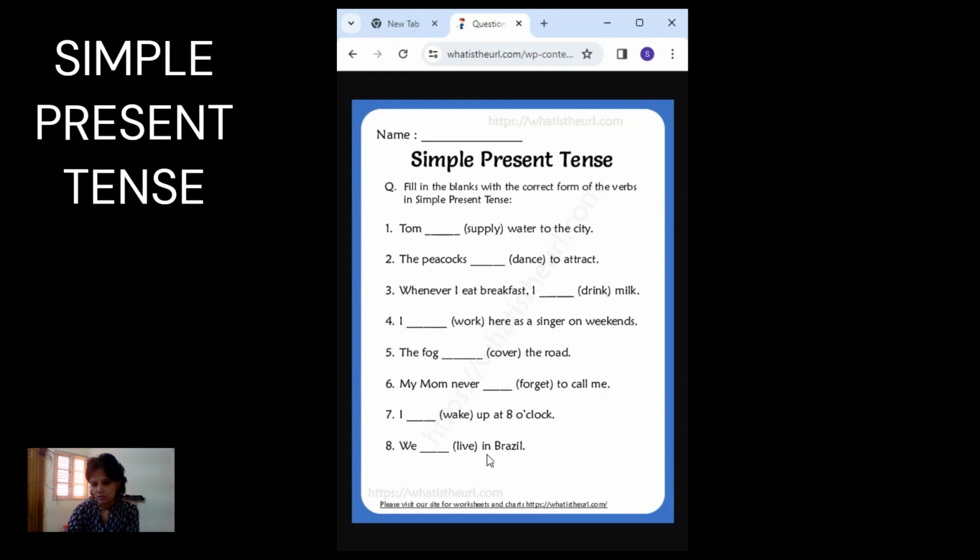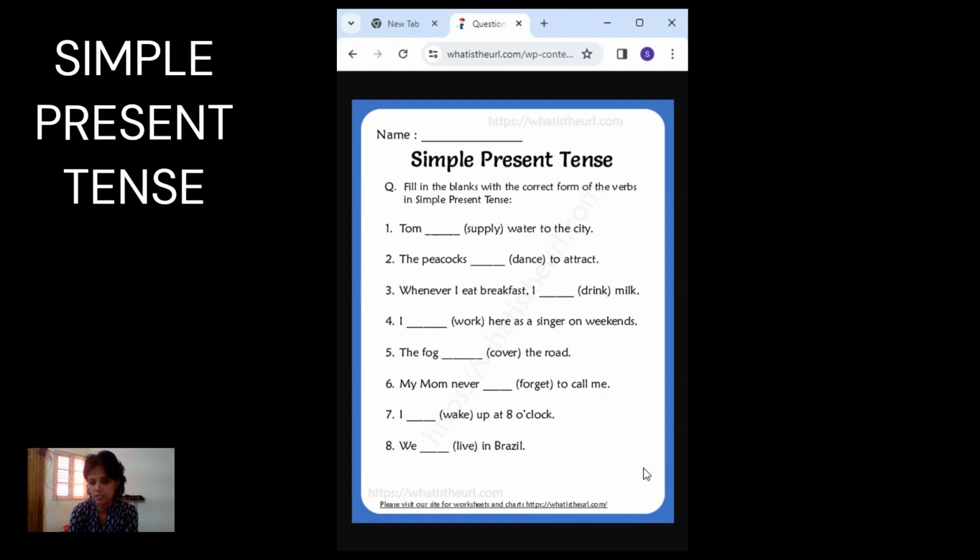That is permanent. In a permanent situation, we use the simple present tense to say where they are living. If those people are living in Brazil, they say, we live in Brazil. We don't need to add s. We don't say we lives. We don't say it like that.